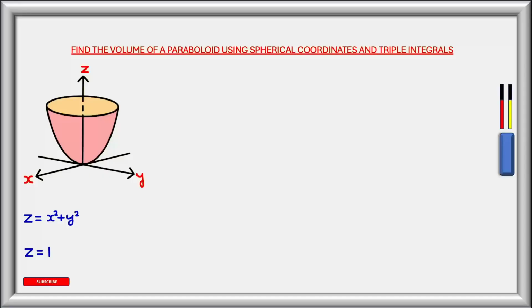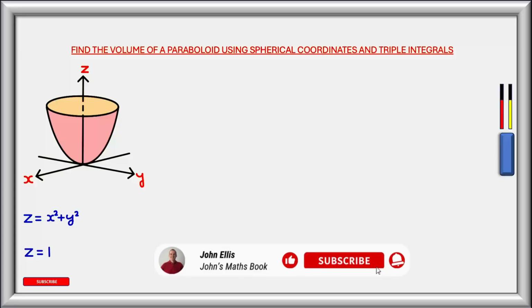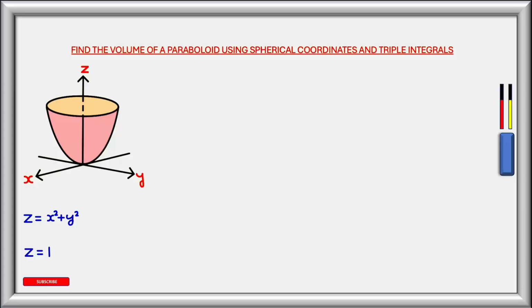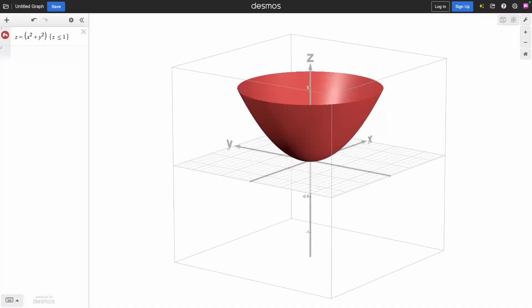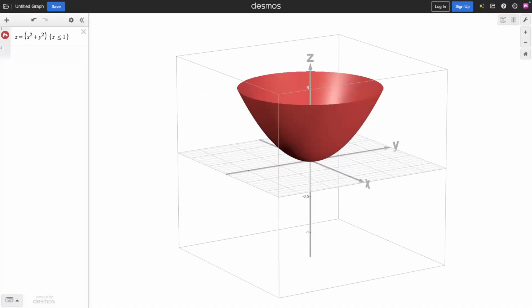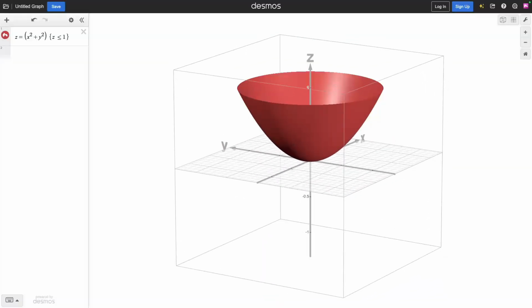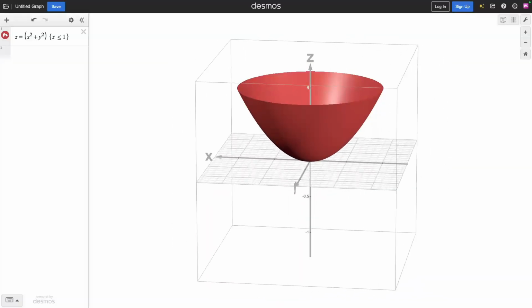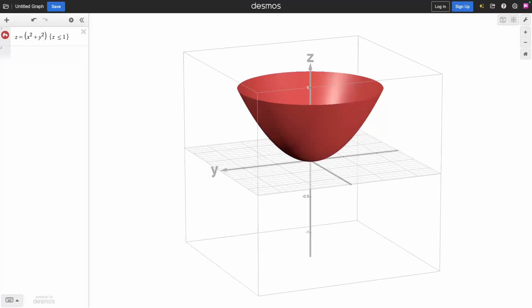Let's use triple integration and spherical coordinates to find the volume of a paraboloid. In this example, the paraboloid has the equation z equals x squared plus y squared in Cartesian form and is bounded by the plane where z equals 1. Let's now take a look at the paraboloid in 3D form using a graphing tool. So this is the paraboloid in 3 dimensions. As you can see, it's bounded by the plane where z equals 1 and is centered at the origin.